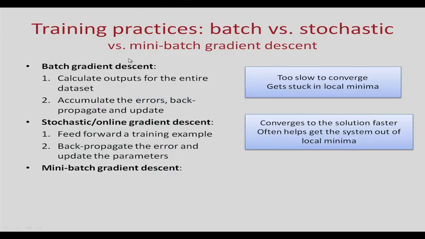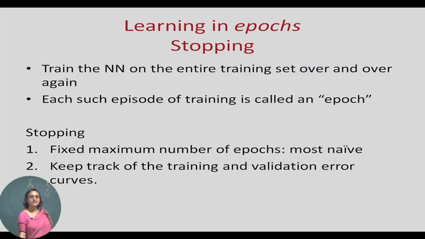So, batch gradient descent calculates outputs for the entire data set, accumulates the errors, then backpropagates and makes a single update. It is too slow to converge and it may get stuck in local minima. Stochastic or online gradient descent, on the other hand, will take one training example at a time. With respect to that, it will find the error gradient. It converges to solution faster and often helps get the system out of local minima. And in between we have mini batch gradient descent.